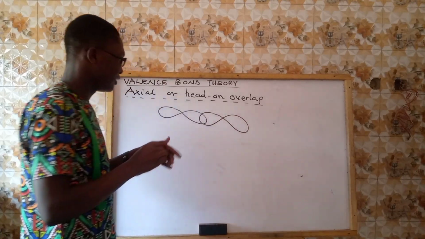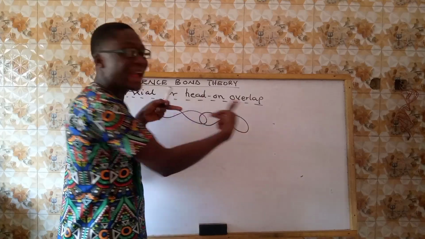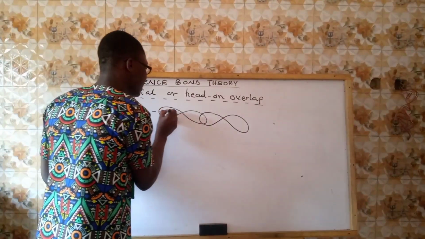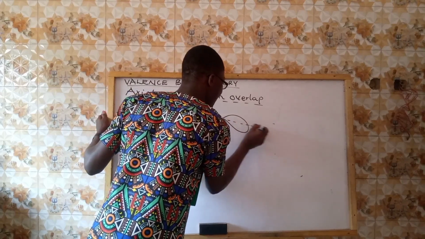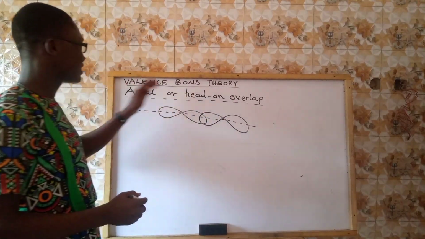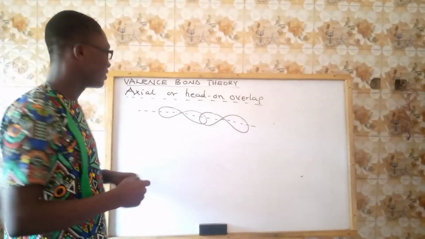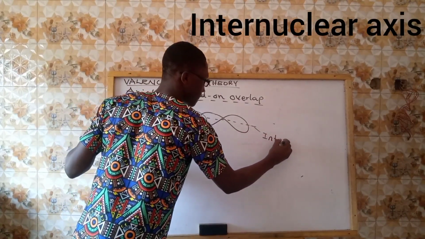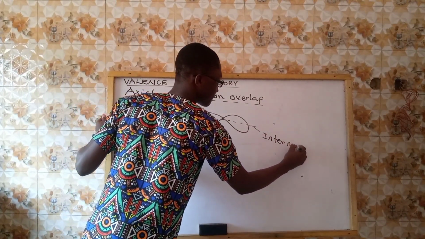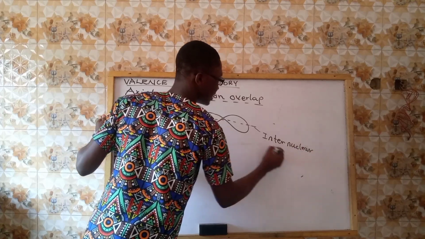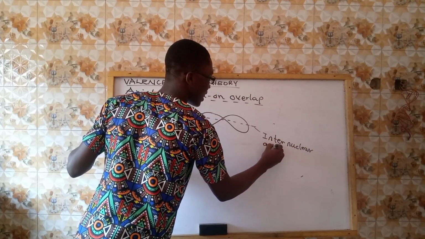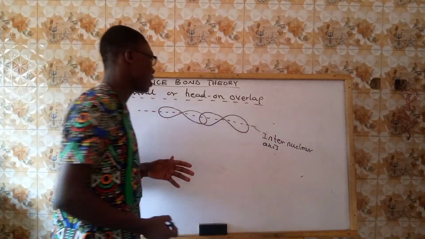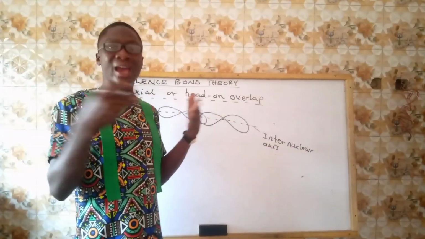So you see, they overlap head-on. Their heads will overlap, and they will overlap on the same axis. That's why it is called the axial overlap. And this axis is called the internuclear axis. So they lie on the same axis. And now they overlap head-on.